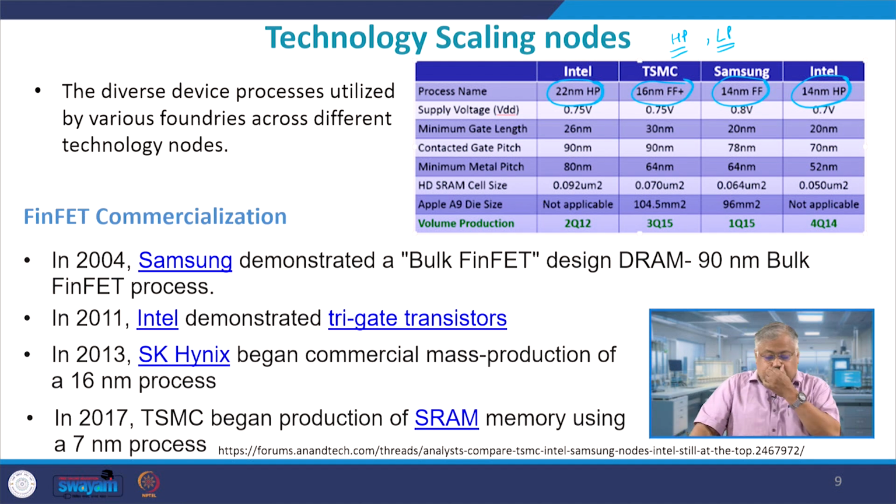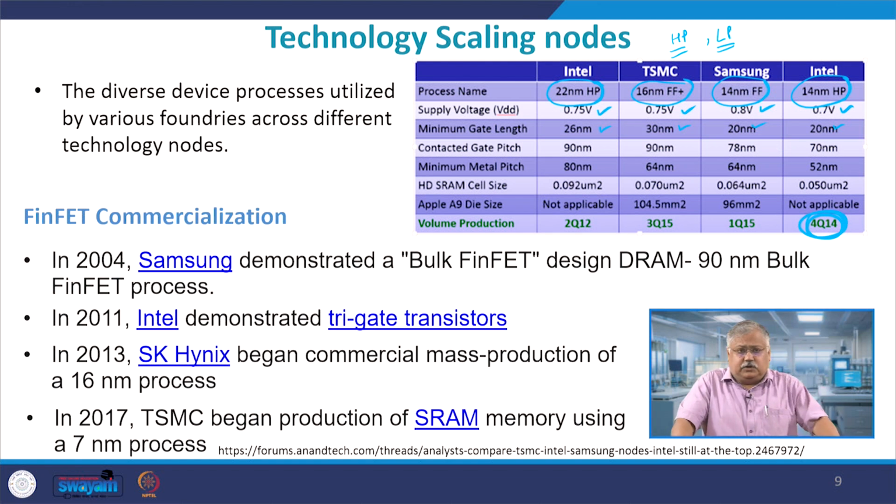The supply voltage VDD which you see is 0.75, 0.75, 0.8 and 0.7. The minimum gate length they have used is 26, but what they term it when they put it in the market is 22 nanometer technology, and then we have these values here and so on and so forth. This is slightly old data. Basically, by Q4 of 14, 14 nanometer HP has already come into the picture, and a high performance Intel chip is already available.